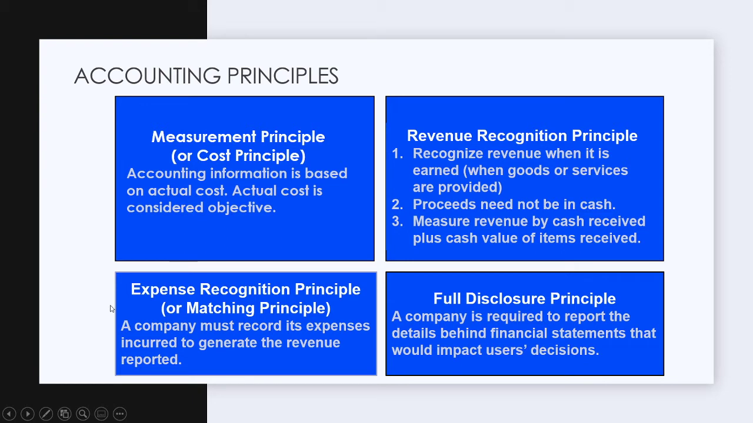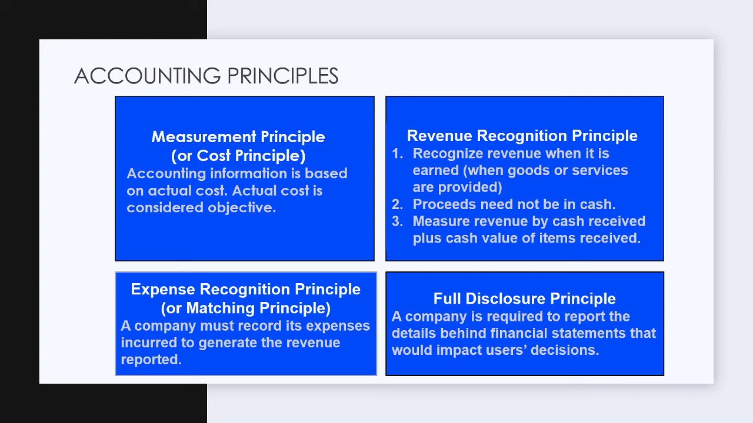You're going to hear this a lot because it's where accrual accounting really comes from: from the revenue recognition principle and the expense recognition principle, or the matching principle. And that is that a company must record its expense in the period that it generated its revenue. So if I purchase a building, I'm going to need to recognize that expense of the building over the life of the building, where I expect it to generate revenues.